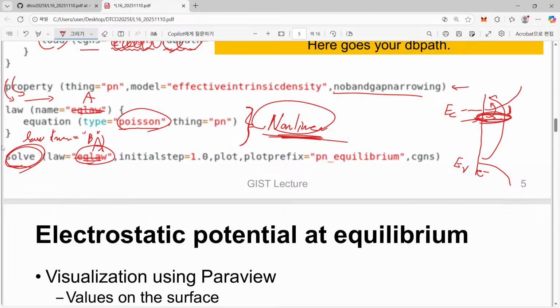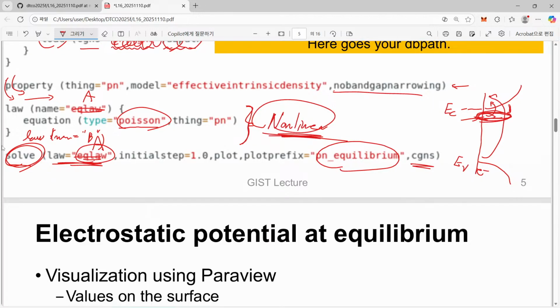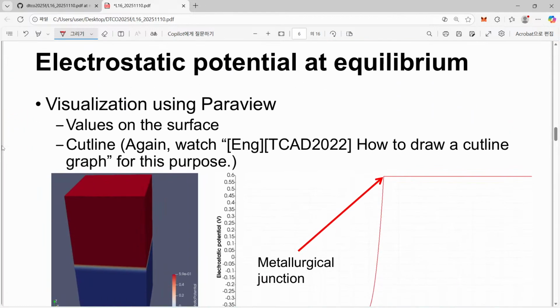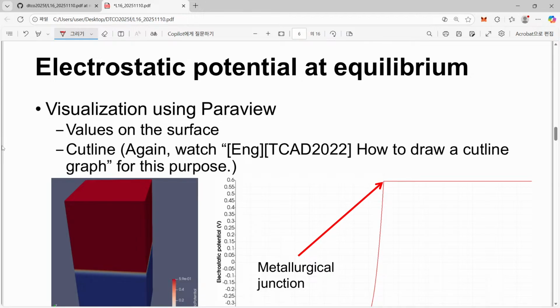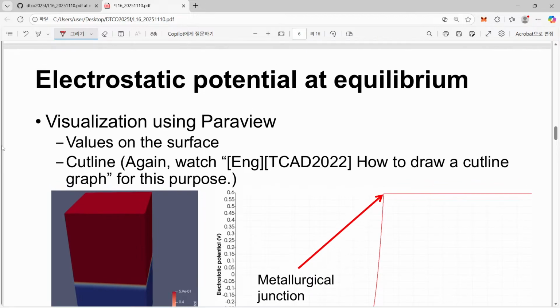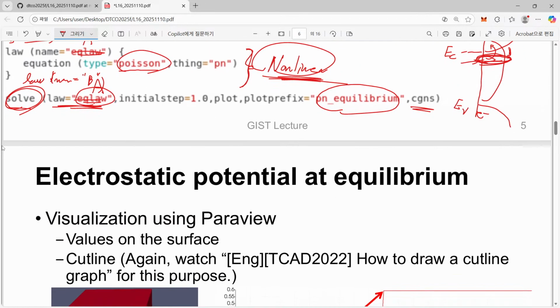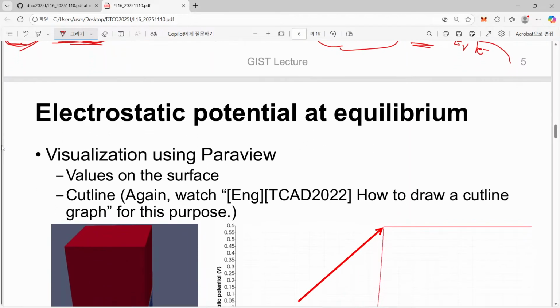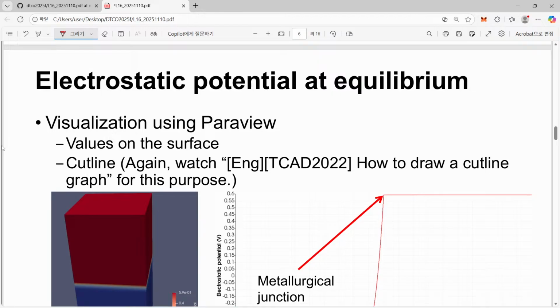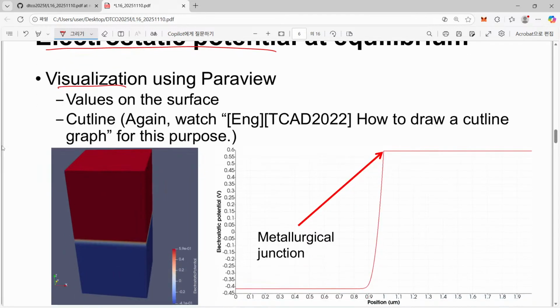So just to say this one, then you will have the solution, and that solution is saved as a CGNS file called pn_equilibrium.cgns. So your first exercise should be this one. Now I assume that you can visualize your pn.cgns, but when you just use this command file, then you will have pn_equilibrium.cgns. So please try to visualize your electrostatic potential at equilibrium.